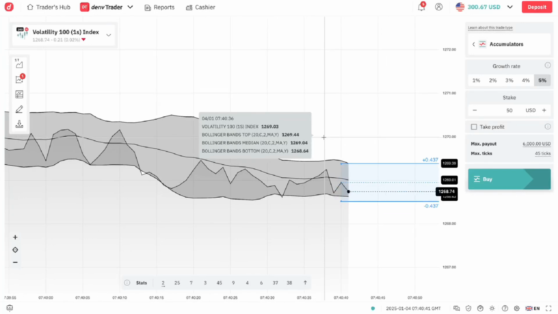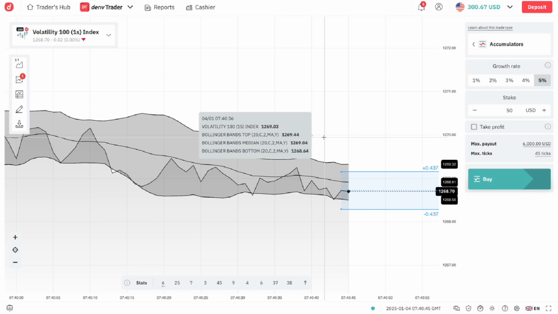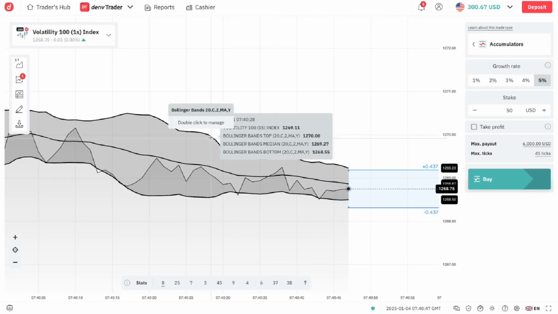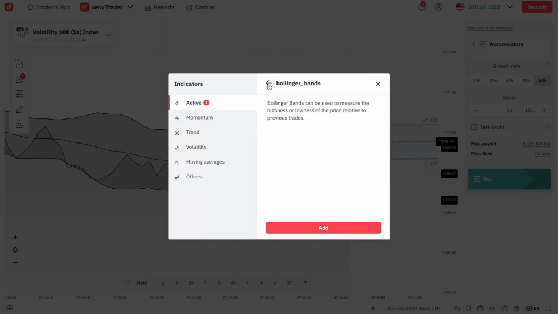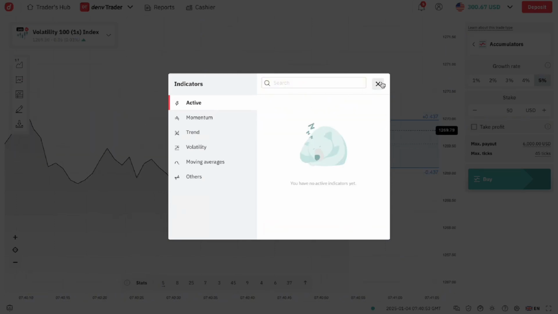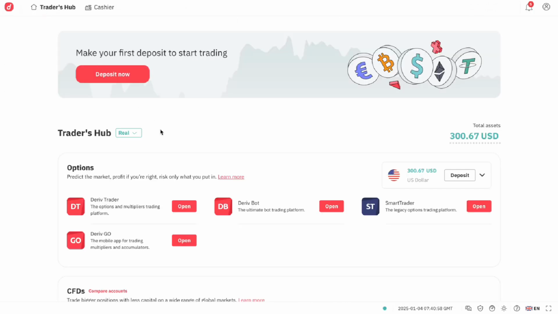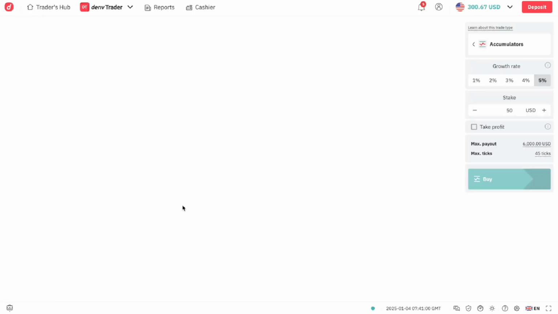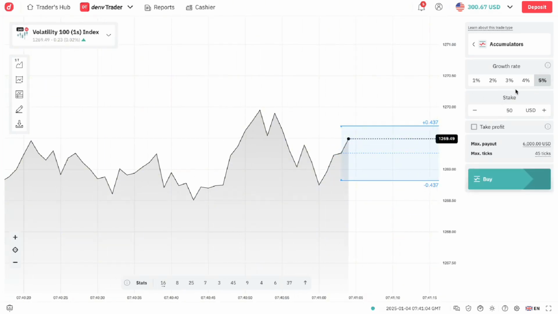So today I want to show you something that I do on accumulators to quickly double my money. So what you do is, let me first remove this Bollinger, delete. Okay, so this is what you find when you go to click Traders Hub, come to Deriv Trader, and then come to accumulators.